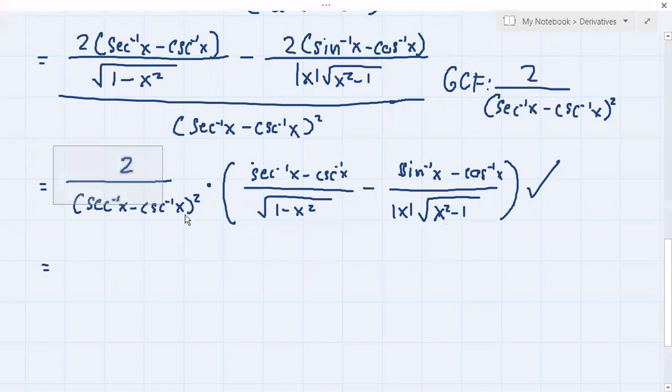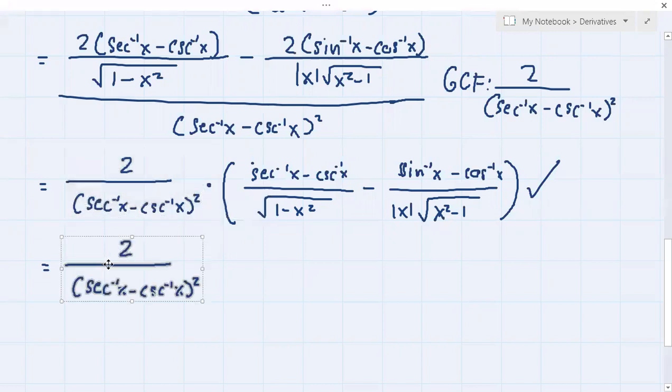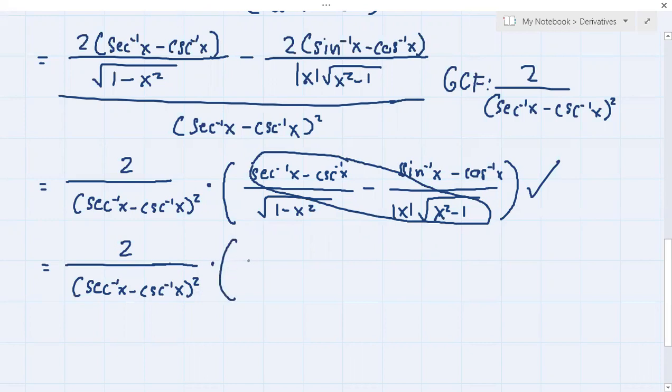Okay? So, kopya muna natin yung katabi niya. Then, let's make this one into a one whole fraction. So, cross-multiply natin. We have arcsecant x minus arccosecant x times the absolute value of x times the square root of x squared minus 1. Ganito maging itsura niya. So we will have the absolute value of x times quantity arcsecant x minus arccosecant x times the square root of x squared minus 1.